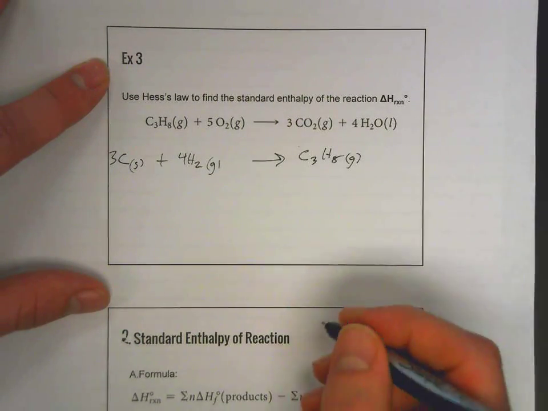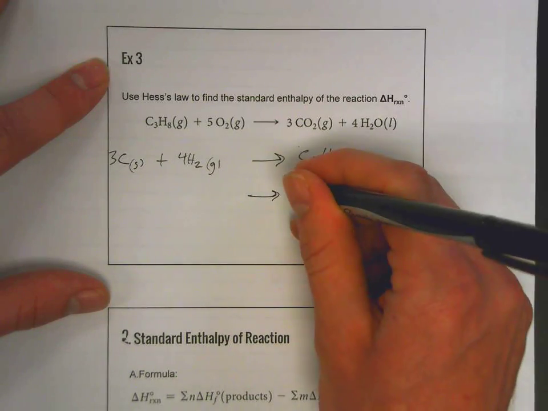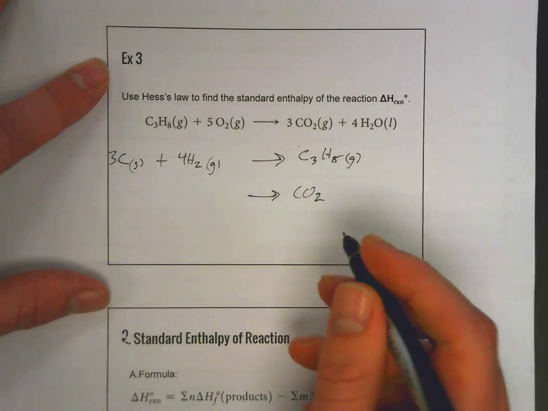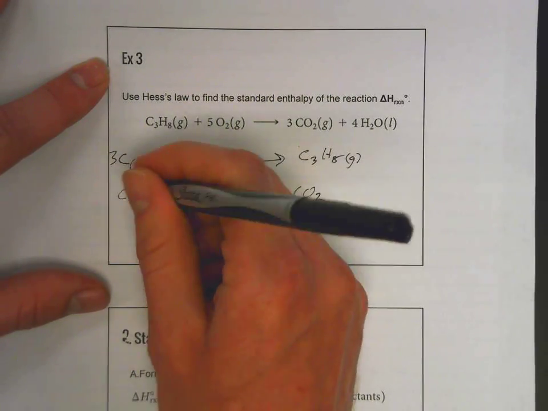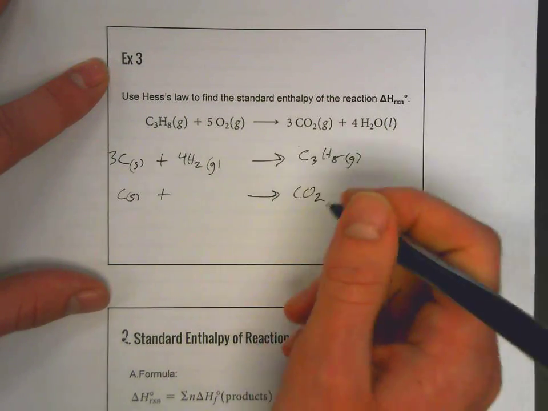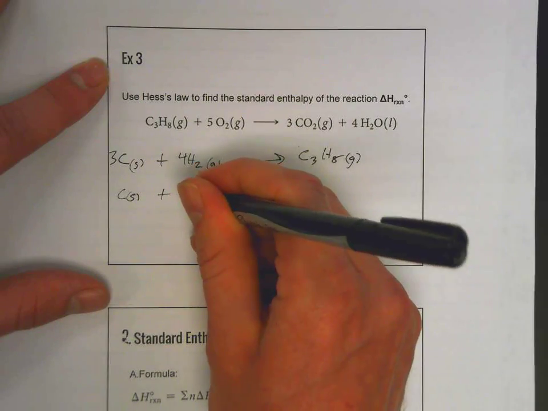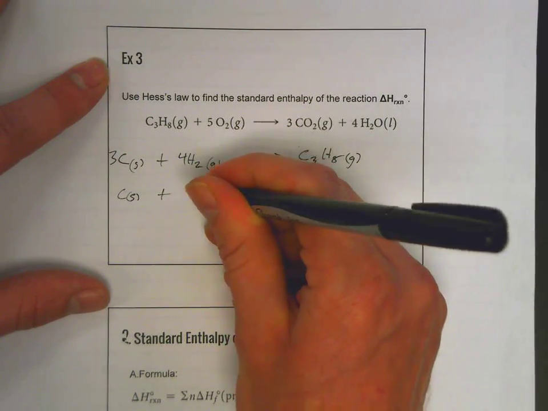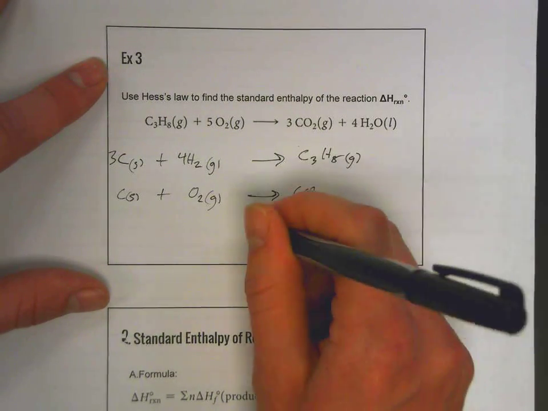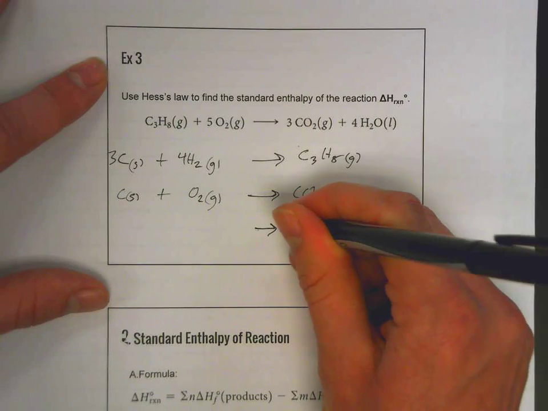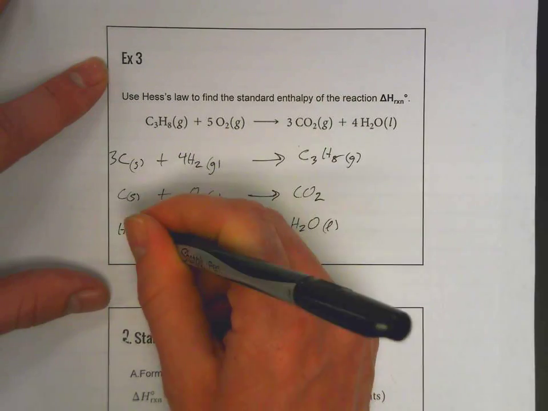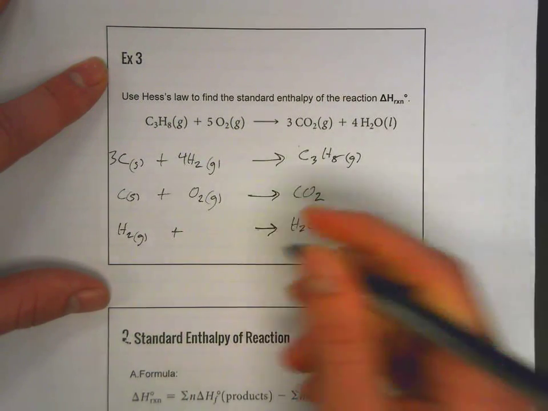For CO2, we have the carbon, once again in the form of graphite, and oxygen, and lastly, for the H2O, we have hydrogen and oxygen.